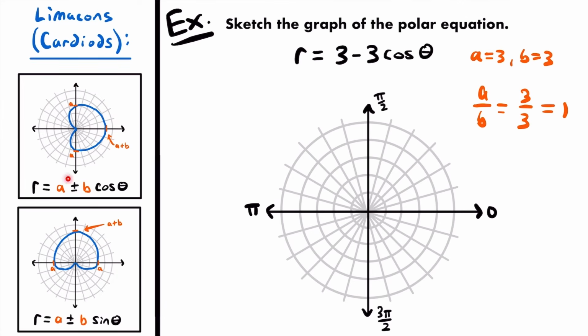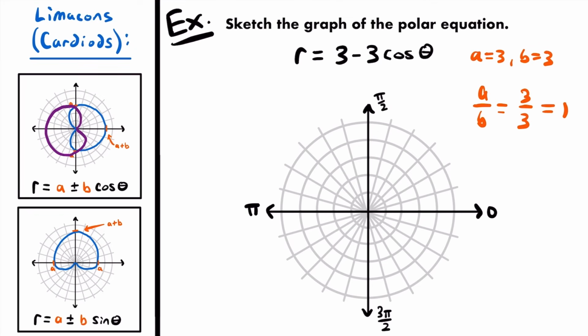This first graph is when cosine is in the equation, and this second graph is when sine is in the equation. In this case, we have cosine in our polar equation, so our graph is going to look similar to this graph right here. But now what's important to realize is that we don't have 3 plus 3 times cosine theta, we have 3 minus 3 times cosine theta. If this was 3 plus 3, then the shape of our graph would look just like this. However, since it's 3 minus 3, we need to flip this graph about the vertical axis.